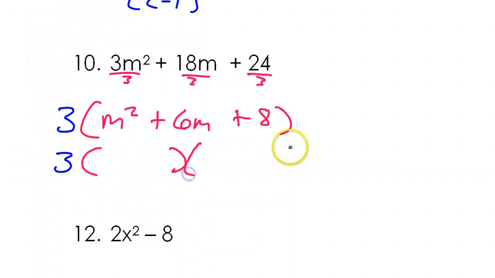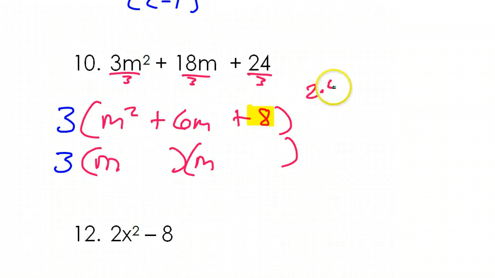Okay, let's try factoring this down. M squared is m times m. Alright, looking at the 8, the first thing that pops into my head is 2 times 4. But it could also be 1 times 8. Let's try the 2 times 4.